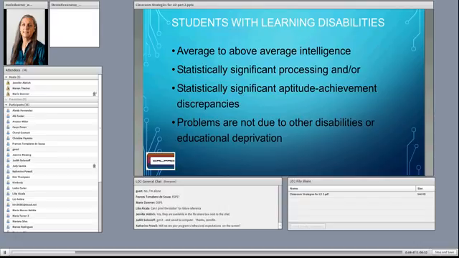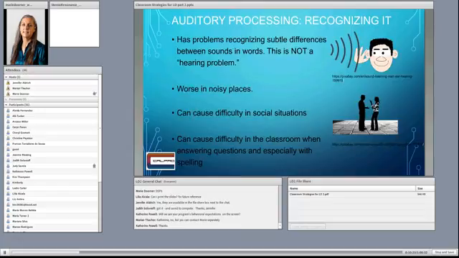The problems are also not due to other disabilities, like the one I showed on the slide before, or due to educational deprivation. So people who have been out of school for a long time or missed a lot of school, we have to really sort of dissect the problem to try and figure out, is it that they never went to school, or is this really something that is a disability, which takes quite a long time.